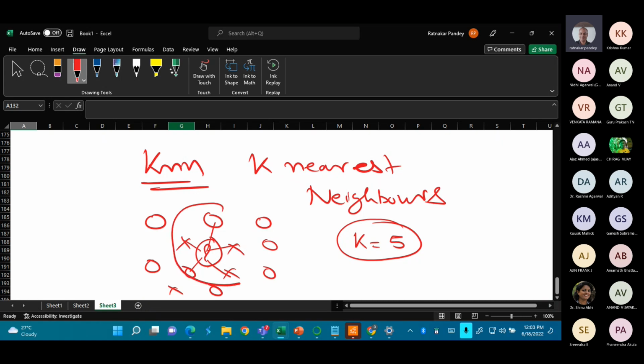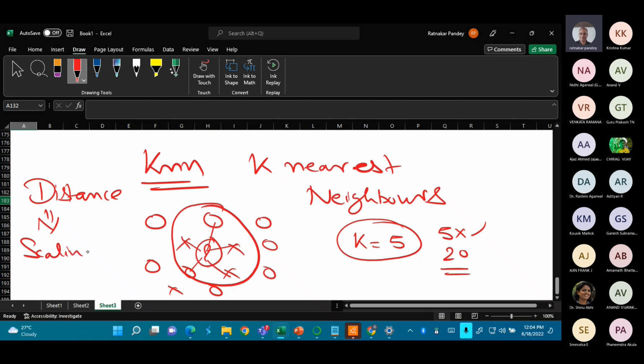In my 5 nearest neighbors, I have 3 x's and 2 zeros, so I am an x. That's the logic of K nearest neighbor. It's as simple as that. The only thing you have to watch for is that it computes distances, so it's important that you do the scaling of the variables. Otherwise, the distances will be messed up.